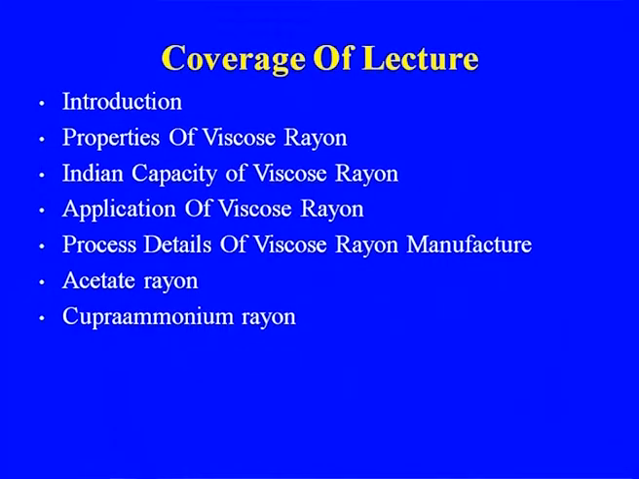So the coverage of the lecture will be the introduction, properties of viscose rayon, Indian capacity of viscose rayon, application of viscose rayon, then the process detail of viscose rayon manufacture, then we will be discussing acetate rayon and Cuprammonium rayon. Although in total capacity and production, it is much more in case of viscose rayon than acetate and Cuprammonium rayon. But some of the other raw materials will definitely be from the petrochemical route.